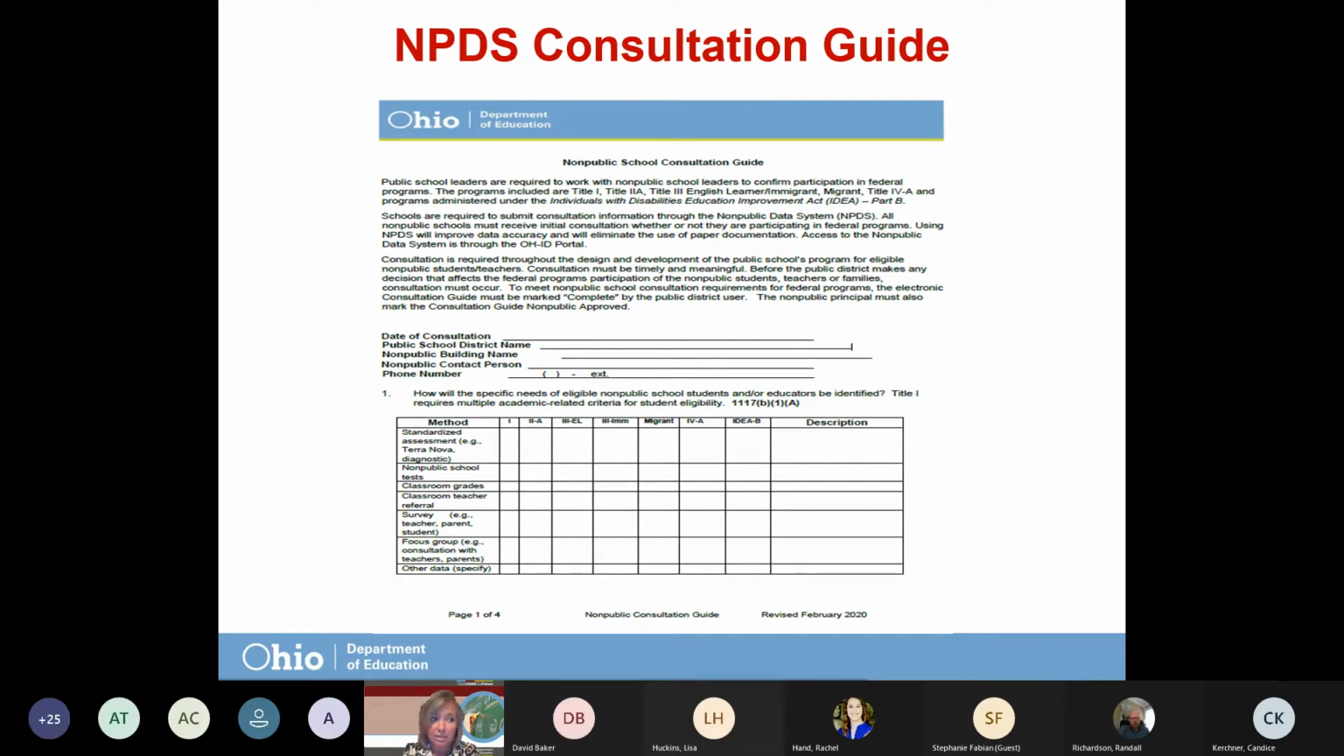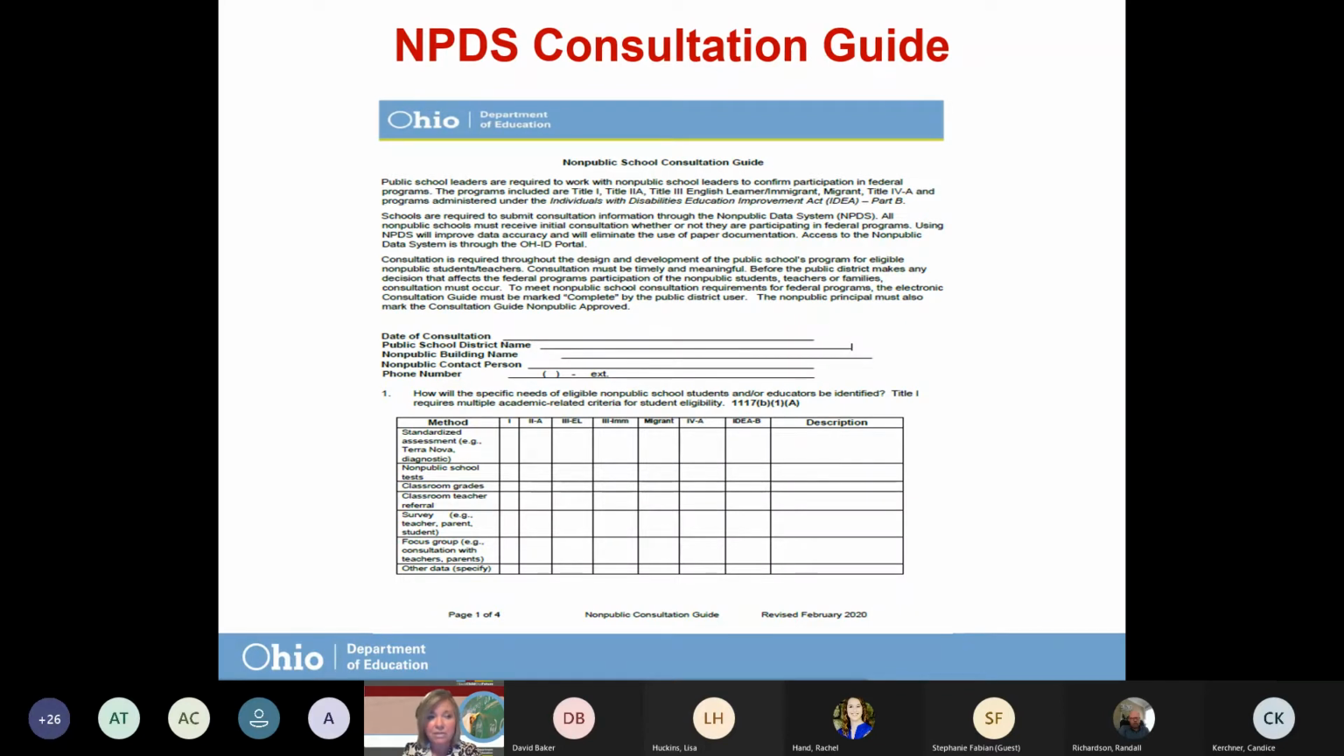to be marked completed. When you're budgeting non-public funds, the only way to know how to correctly budget them is if you've provided consultation with your non-public school. Any consultation guide that's not marked complete by the start of school will hold up the approval of your application.